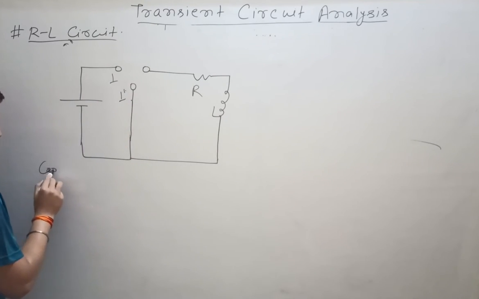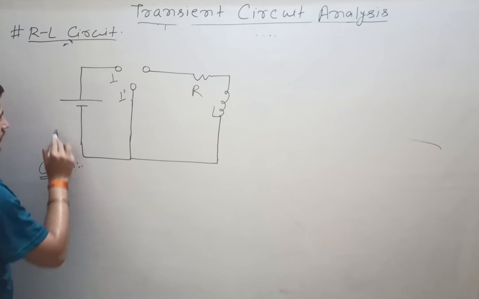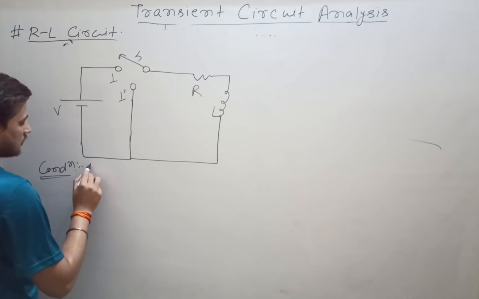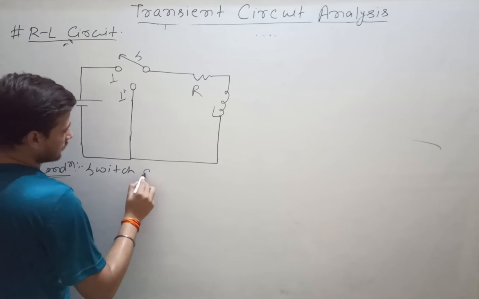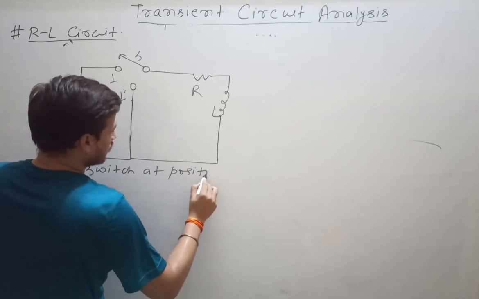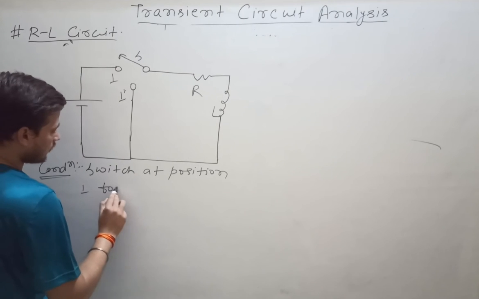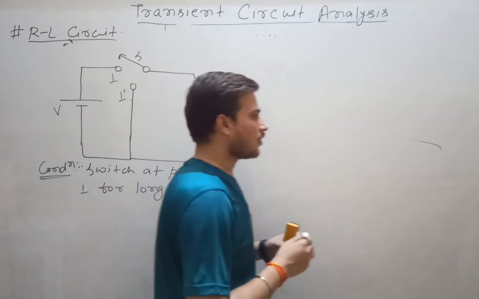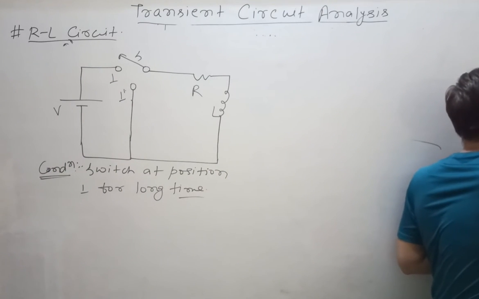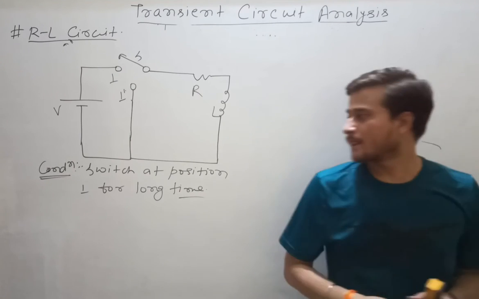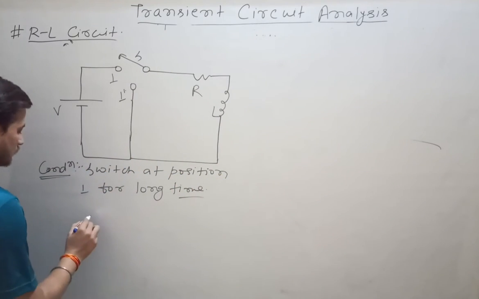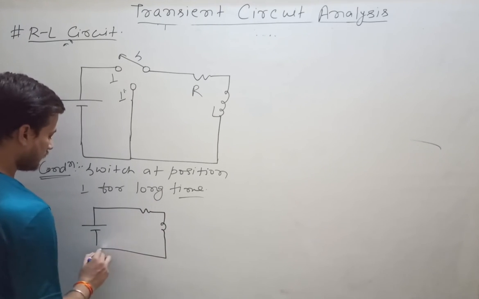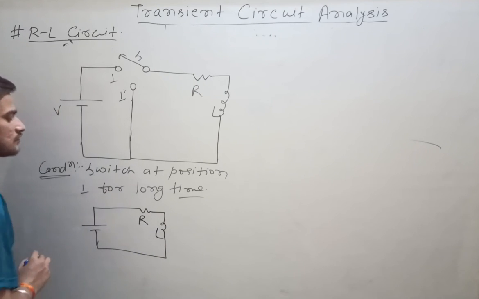First condition is, this is the switch S, with the switch at position 1 for a long time. If the switch was at position 1 for a long time, then we'll have to redraw the circuit. So then the circuit was looking like this one. The switch was connected directly here. This was the circuit RL.